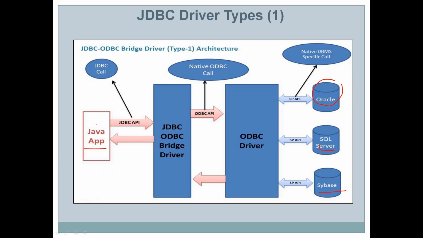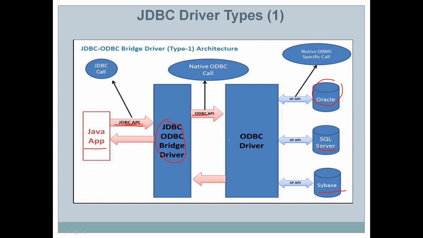First, the Java application uses a JDBC API call. This JDBC call is sent to the JDBC ODBC bridge driver. So what is a driver? Again, you can say it is a set of classes only. It is also a program which is used to communicate. So the Java application makes a JDBC ODBC call, and this call is converted into an ODBC call by the JDBC ODBC driver.